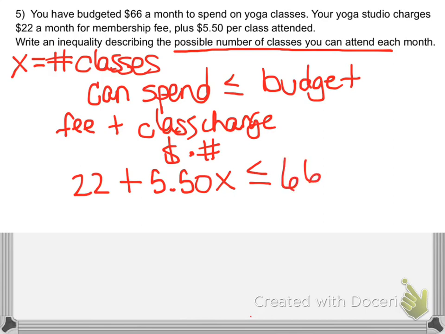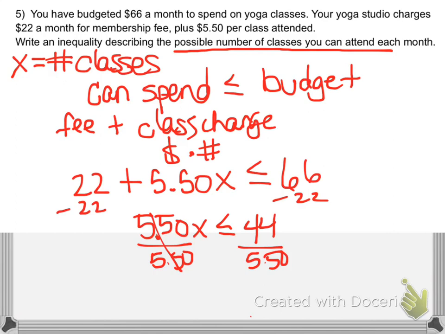So now go ahead and solve this inequality. So I get that X is less than or equal to 8. In other words, I have to take 8 or fewer classes per month.